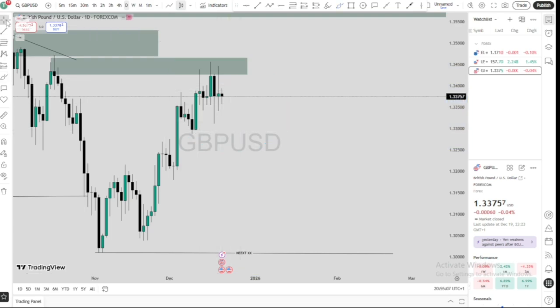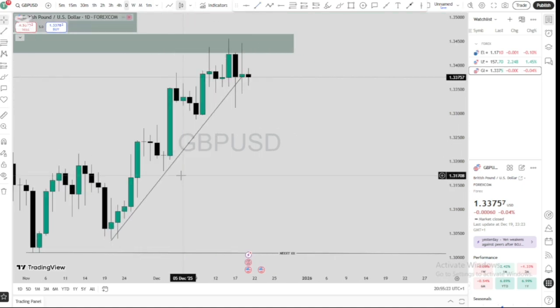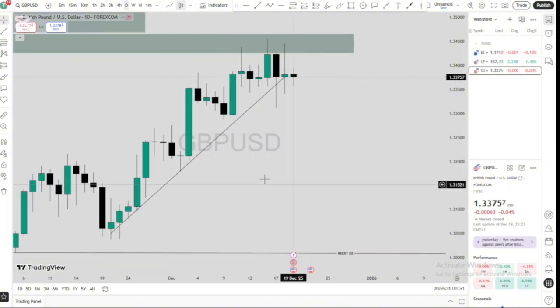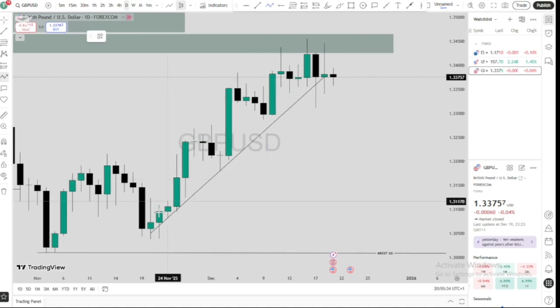So right here, what did I see? You can see we had this trend line. Now price is reacting off the trend line. I'm not good at trend lines, but yeah, we have this trend line. You can see price reacting off this trend line. You can see support. So now this is the daily structure.